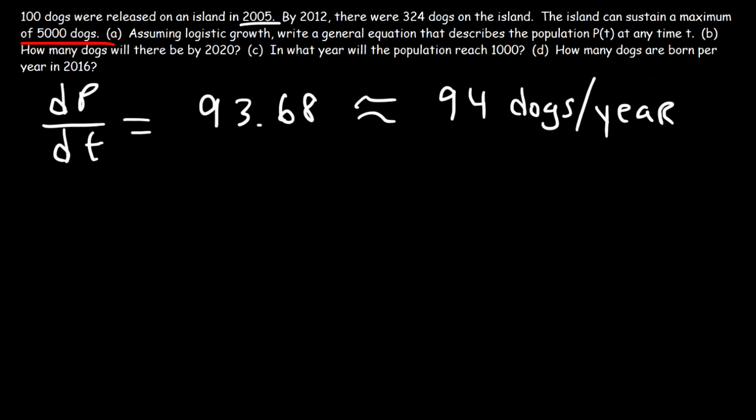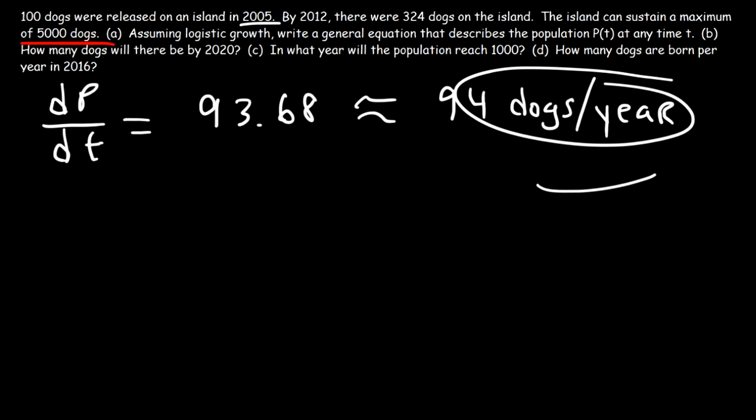For instance, let's say if 100 dogs died in that year. That means 194 dogs were born. So the population increased by 94. So this is the net growth. It takes into account the dogs being born minus the dogs that are dying. So technically, that's how much the population increases by per year, rather than the number of dogs being born per year. So I just want to make that clarification.